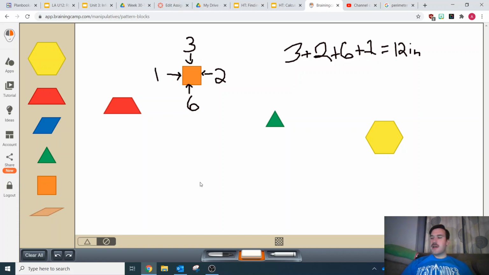And in order to find that, what you do is you add the sides or the lengths of all the sides. And that's how you find perimeter. So you're going to be finding perimeter this week, looking at all the sides, adding them up, and figuring out how many inches or feet or miles it is to go around that shape.